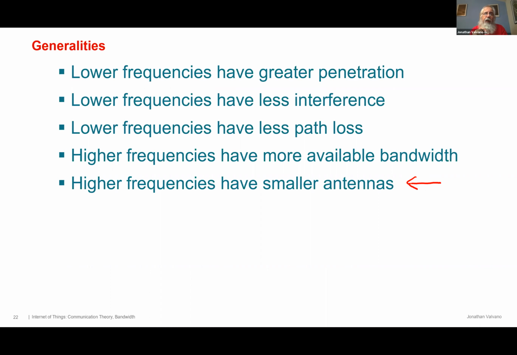Okay, so let's do this one by one. This is a true statement. Why do lower frequencies have a greater penetration? Longer wavelength? Yeah, it's a longer wavelength. So the wavelength is larger than the size of the wall, and therefore it doesn't absorb or reflect, okay? These are all wavelength dependent. Larger wavelength means it doesn't reflect or absorb as much, okay? And we also saw that there was a wavelength dependence on loss. The free space loss was also wavelength dependent, okay?